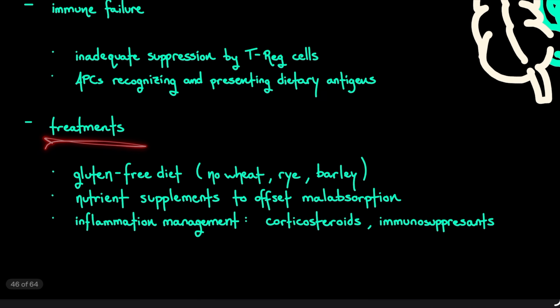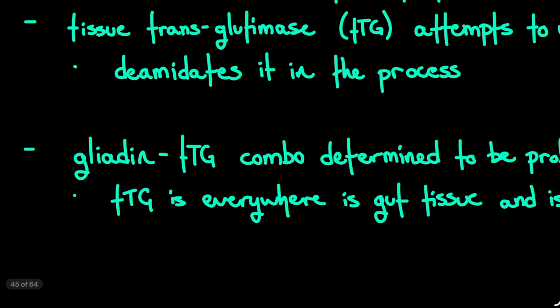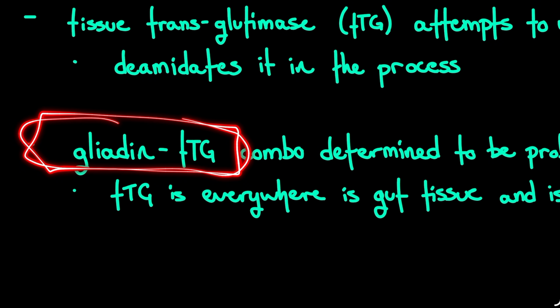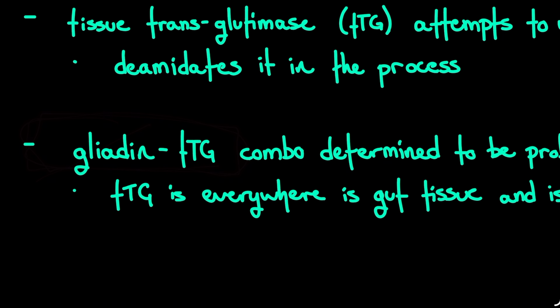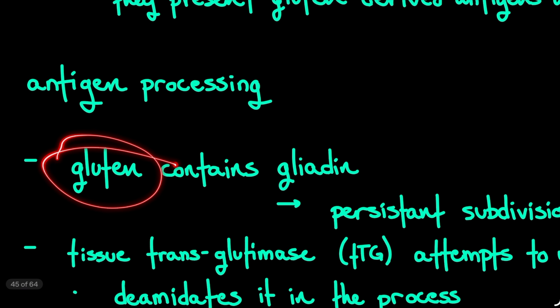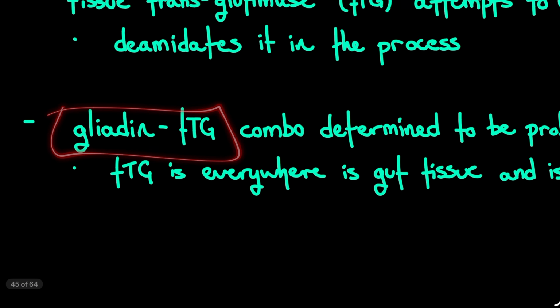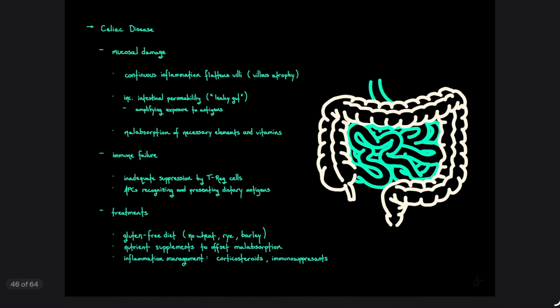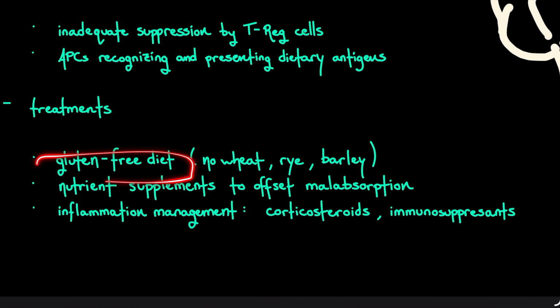What are the treatments? Pretty straightforward. If this is the problem, then get rid of this. This is in your tissue. You can't get rid of that. That is just part of your genetic makeup. You need TTG for proper gluten uptake. So if we just get rid of gliadin, which means getting rid of gluten, then we never make this combo and we don't have all the following issues. So a gluten-free diet would be necessary.